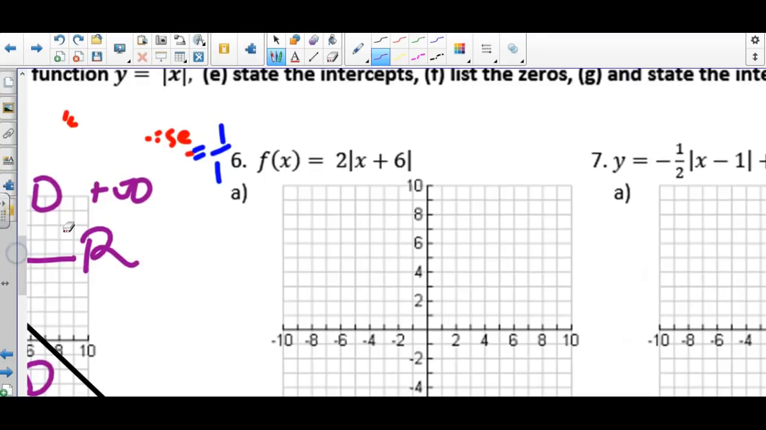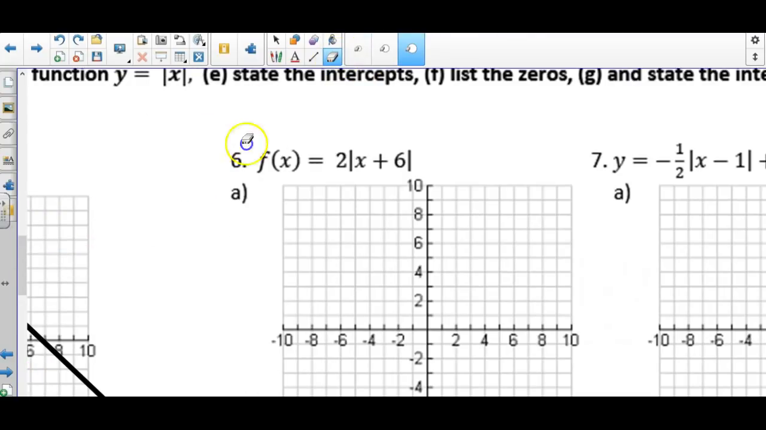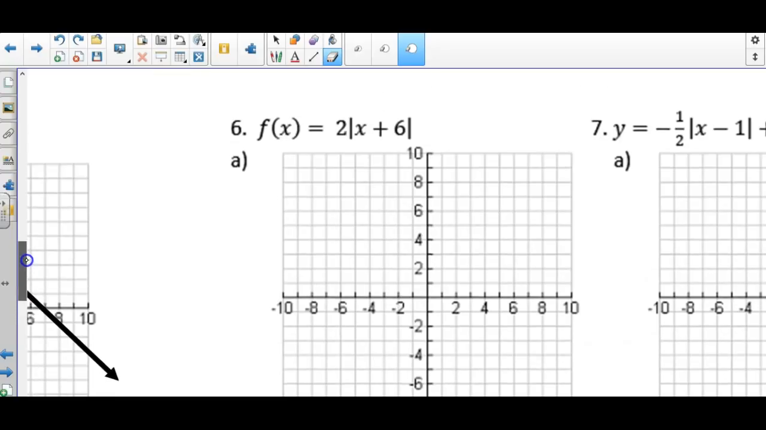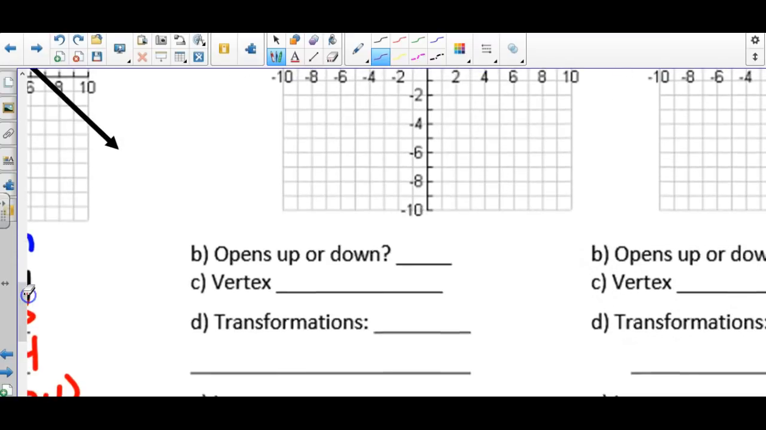Let's get started over here. Let me clear some of this off. Again, first of all, we address: does this open up or down? There's no negative out front, so this clearly opens up. So I'm going to go down here and answer that question. That's an up.